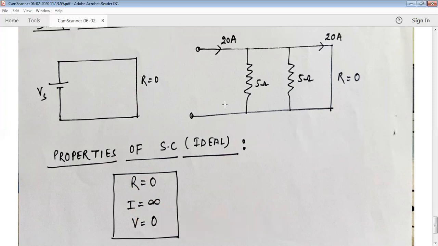Clear? So this was about today's class. Today I have discussed the resistance, one of the passive elements. So in the next two classes I will discuss the inductance and capacitance, the other two passive elements. So thank you for today's class.